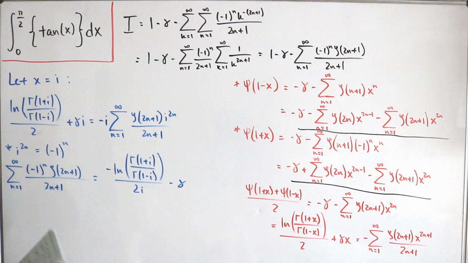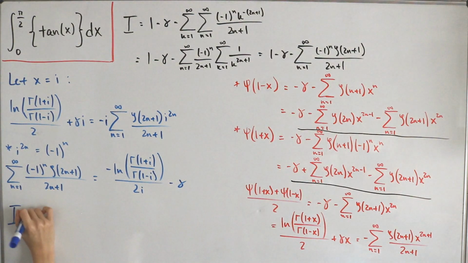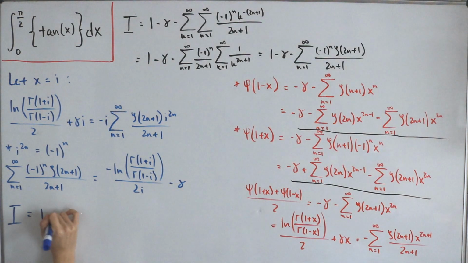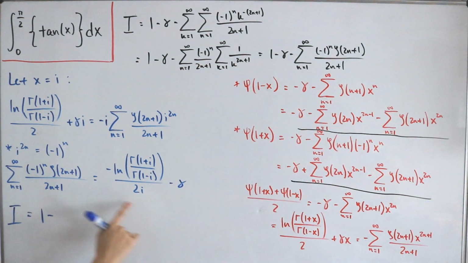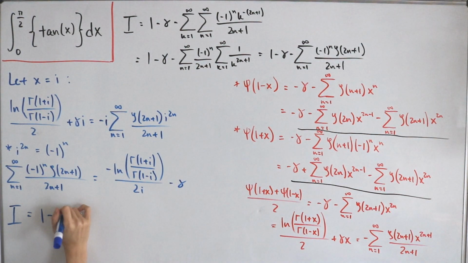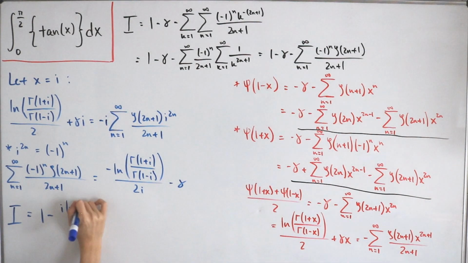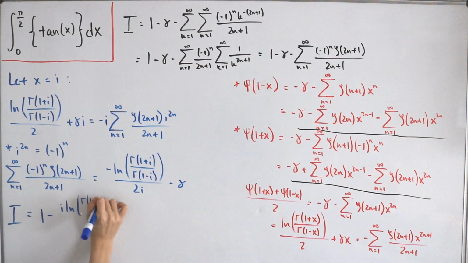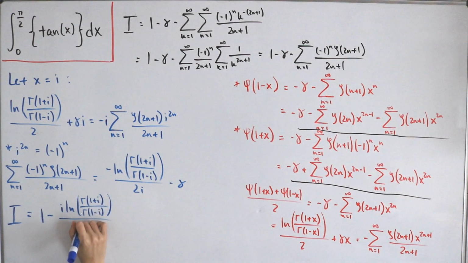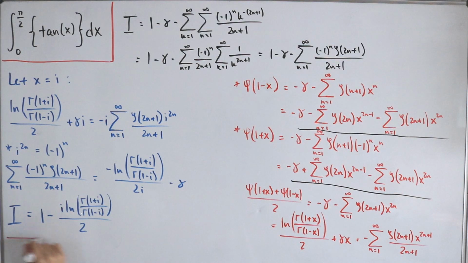And so to finish everything off from earlier, I have 1 subtract gamma, and then minus this entire thing over here, and then you'll notice that the gammas are actually going to cancel each other out, therefore the final answer is going to equal 1, and then subtract, since I just multiplied the i's to both the numerator and denominator, so minus, I just write this as i multiplied by the ln of gamma of 1 plus i, and then divided by gamma of 1 subtract i, and then this being divided by 2. And so therefore that's the final answer to our fractional integral, the fractional integral of tangent of x.